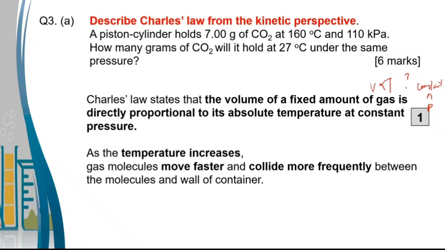The volume of the gas must be increased in order for the pressure to be constant. If not, the pressure will increase, because in our previous question we have already discussed that when the molecules collide with the wall of the container more frequently, the pressure will increase. Right? So in this case, if we want to have constant pressure, the volume must increase. So this is Charles' law.